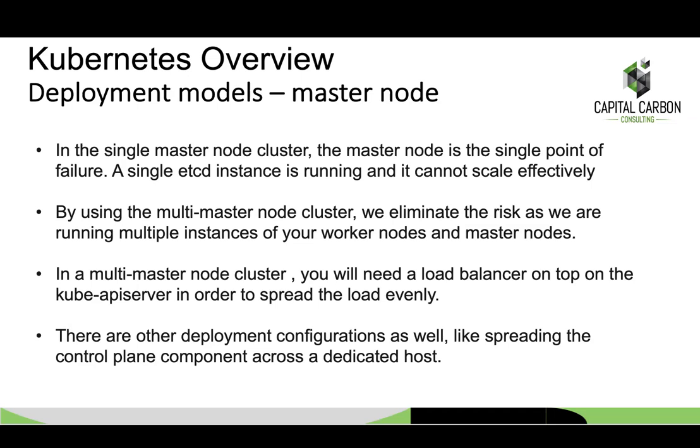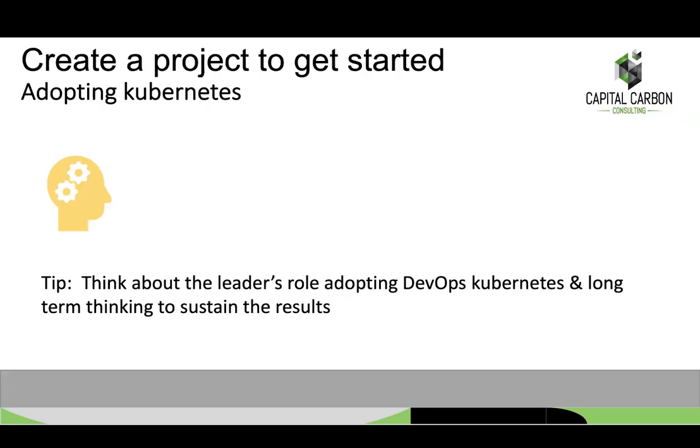In the single master node cluster, the master node is the single point of failure. A single etcd instance is running and it cannot scale effectively. By using a multi-master node cluster, we eliminate the risk as we are running multiple instances of your worker nodes and master nodes. In a multi-master node cluster, you will need a load balancer on top of your Kube API server in order to spread the load evenly. There are other deployment configurations as well, like spreading the control plane components across dedicated hosts, which we can talk about in the advanced modules.